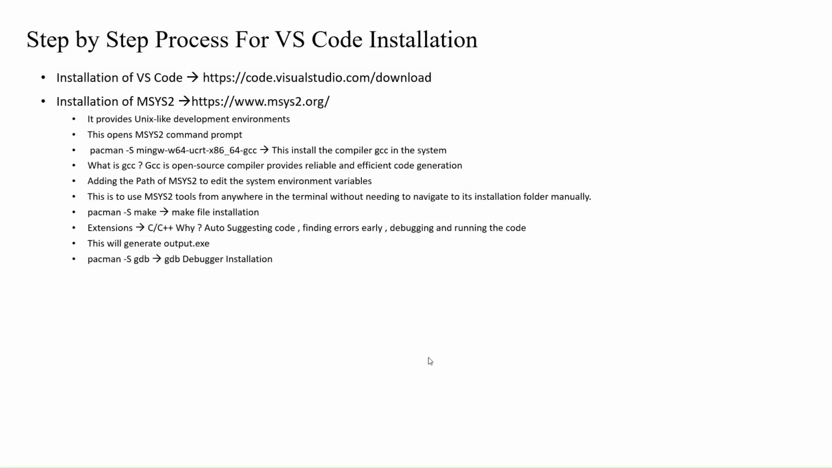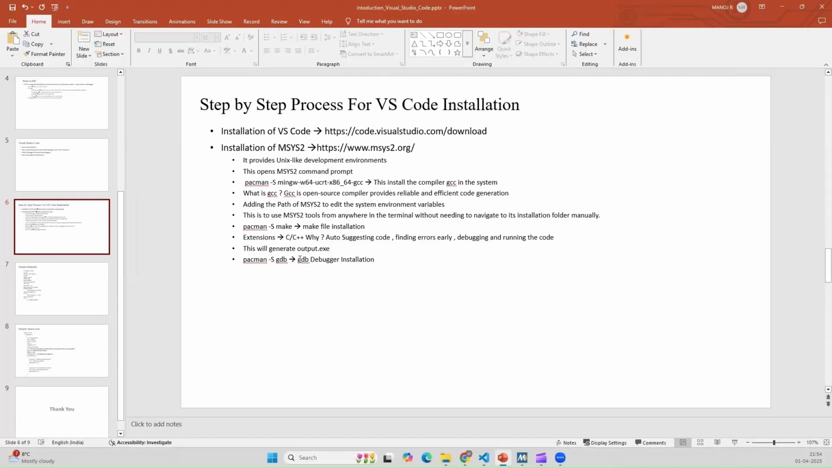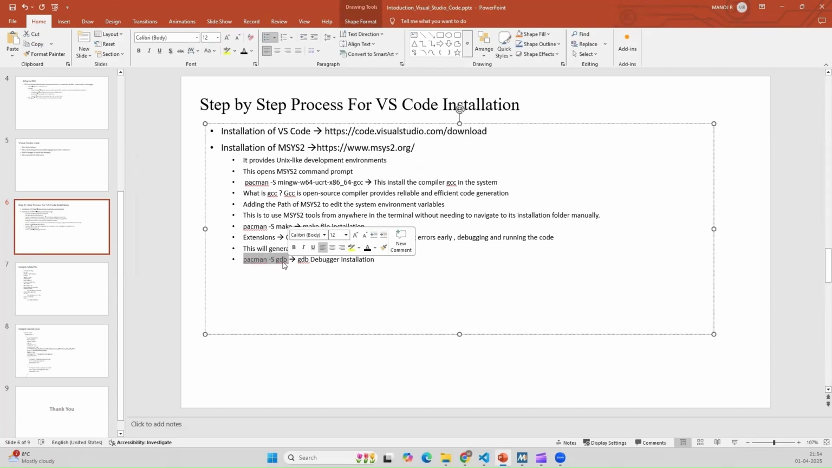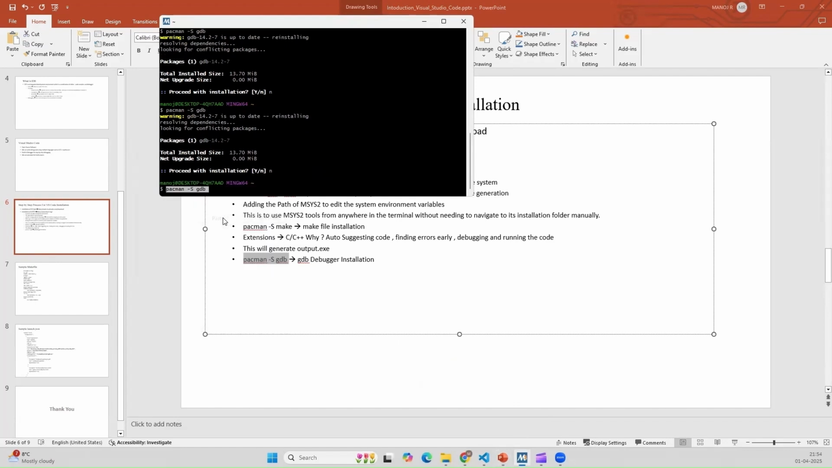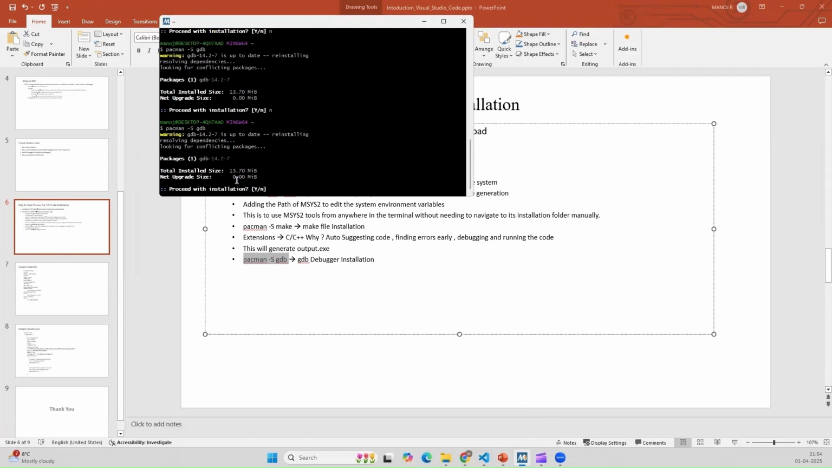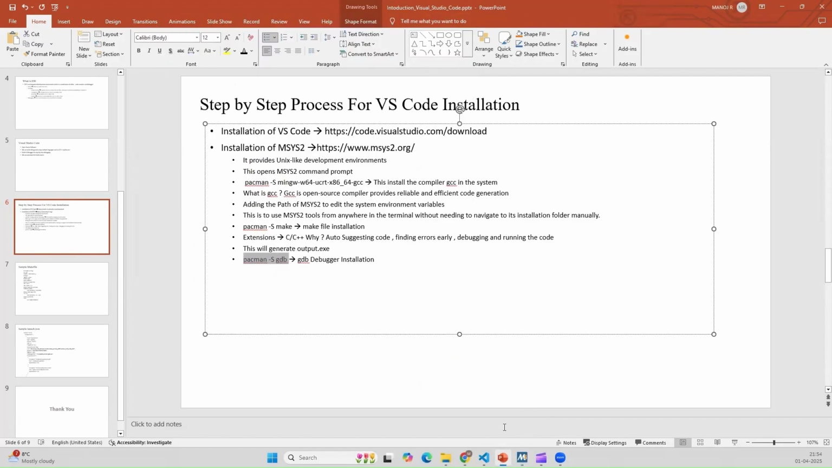So now the next step is to launch the code, or try to run the code and see the output. To do this, you want to install the debugger. The debugger we are trying to use here is GDB. Just copy this, open MSYS2, and paste this. For me, it's already installed, so there is no need of any upgradation.